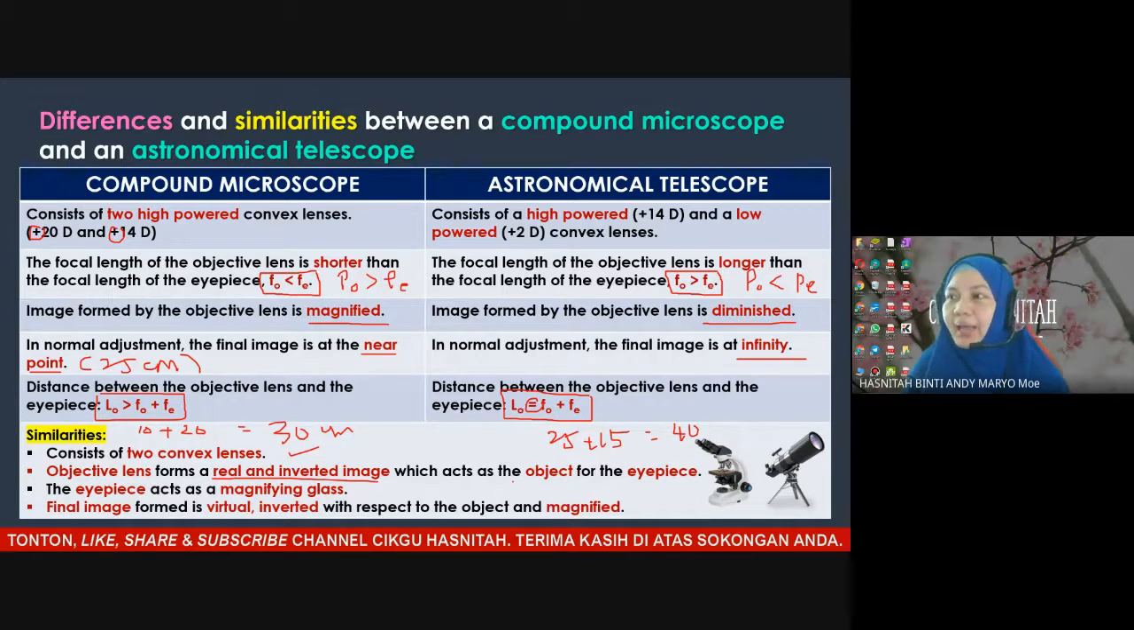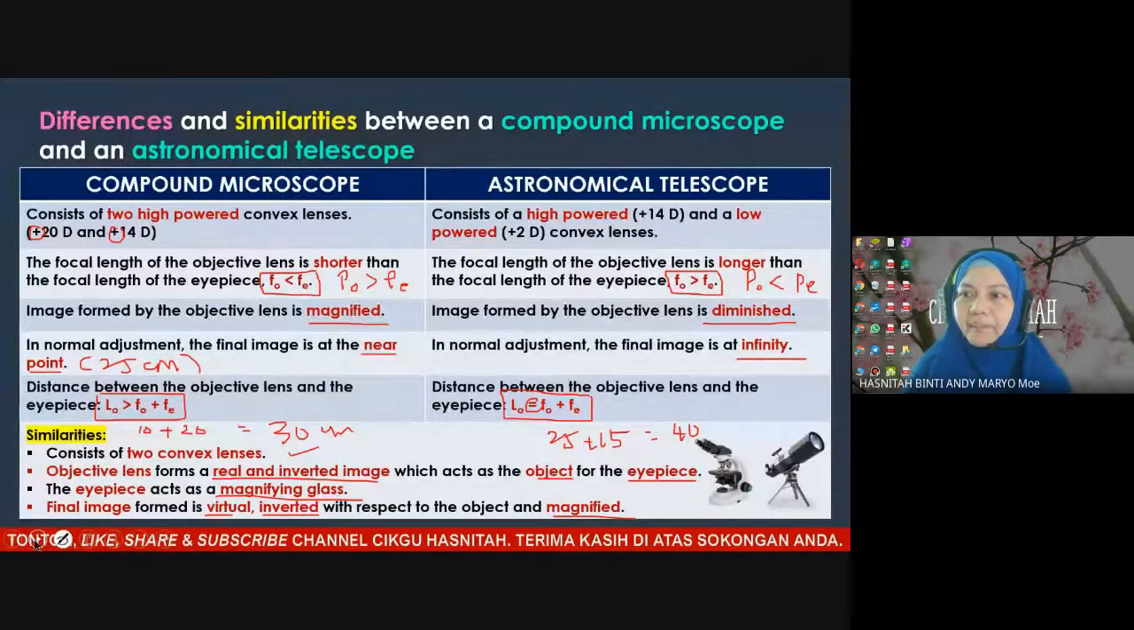And it acts as the object for the eyepiece. So the first image becomes the object for the eyepiece. The eyepiece in both acts as a magnifying glass. Another similarity, the final image formed is virtual, inverted compared to the object, and magnified. Okay, the final characteristic is the same. Only the first characteristic is different.